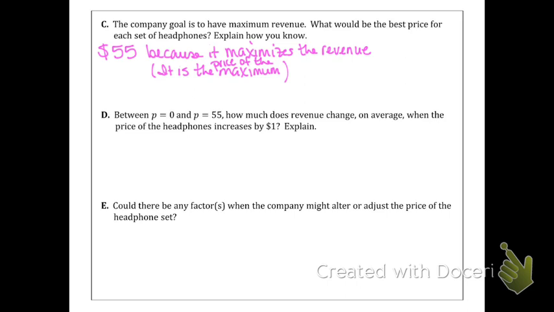Also, though, we could look at it, it's also the average between those two zeros. So if we knew that, we'd make no money when we sold it for $0, and we made no money if we sold it for $110, this is exactly halfway between them. It's the average of it as well. We could have used that.